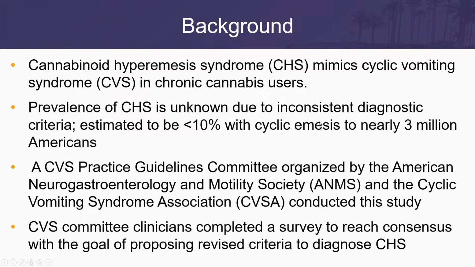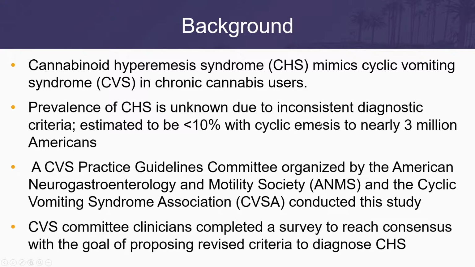And this is going to be more of a problem, as you know, because marijuana is getting legalized in many states, including California. So we're probably going to see a lot more of this, or we're going to be thinking a lot more of it. Okay, so cannabinoid hyperemesis syndrome mimics cyclic vomiting syndrome. The prevalence is not really known.